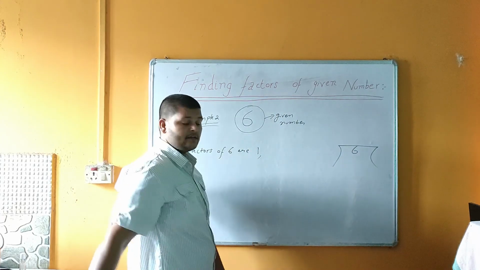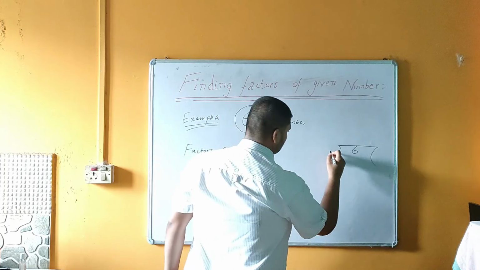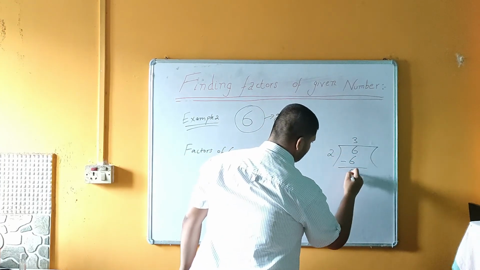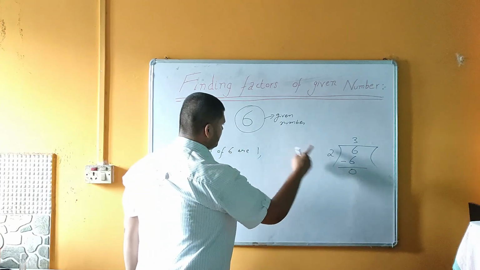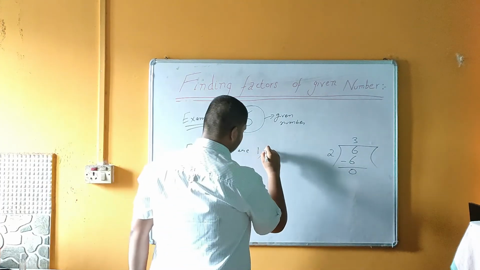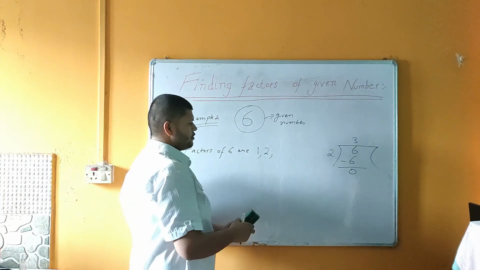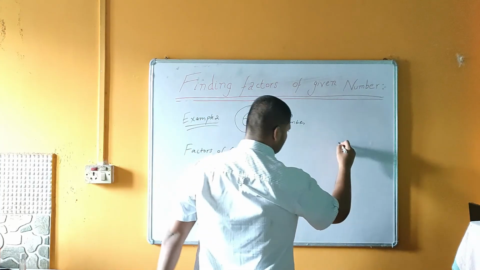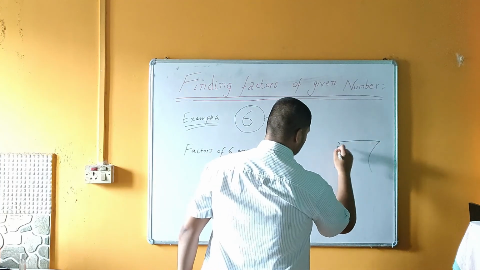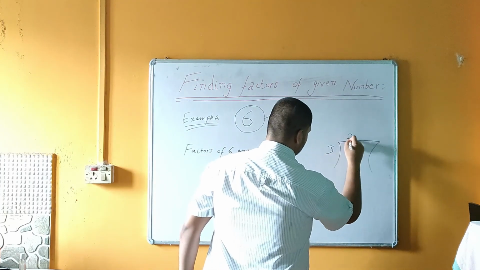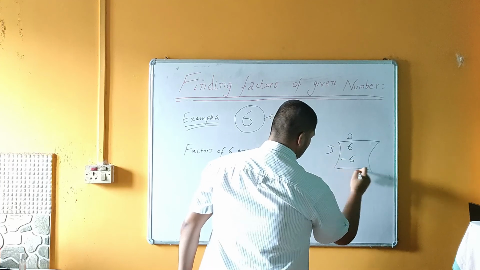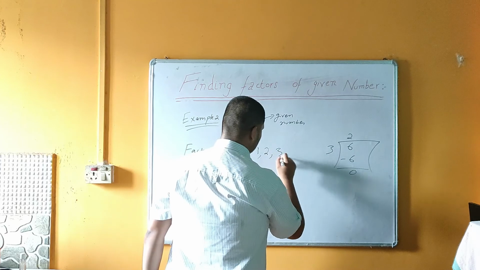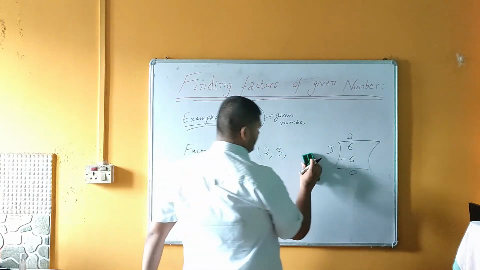1 is already done. Now we will see for 2. 2 3s are 6. The remainder is 0. That means 2 is also a factor of 6. Now we will go for 3. 3 2s are 6. Once again we are getting remainder as 0. That means 3 is also a factor of 6. Now we go for 4.